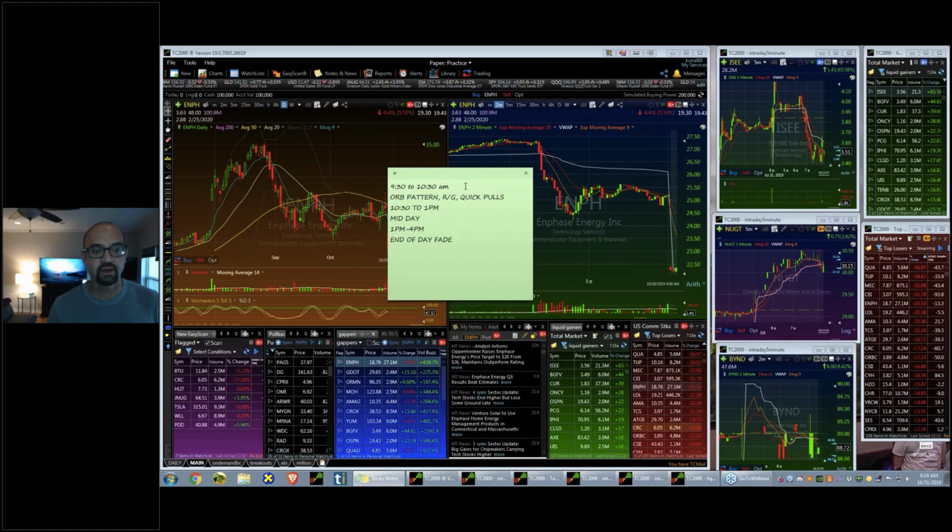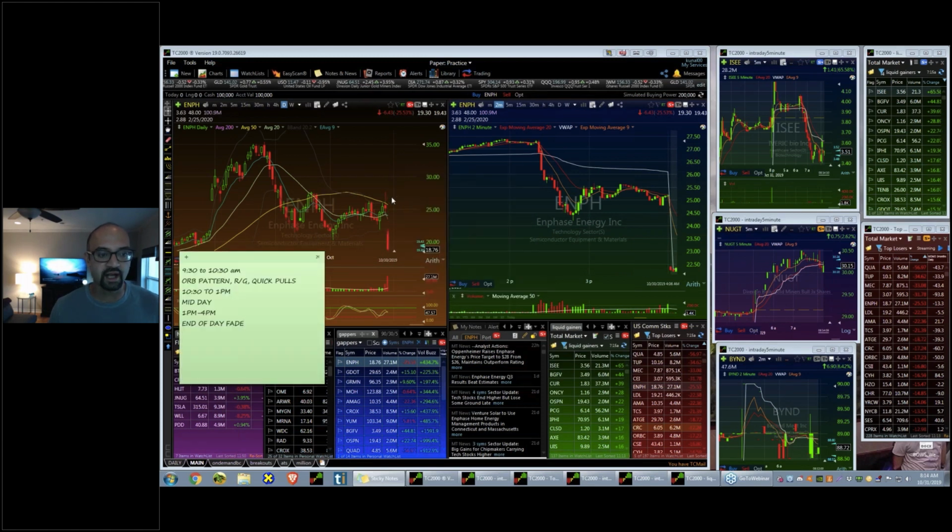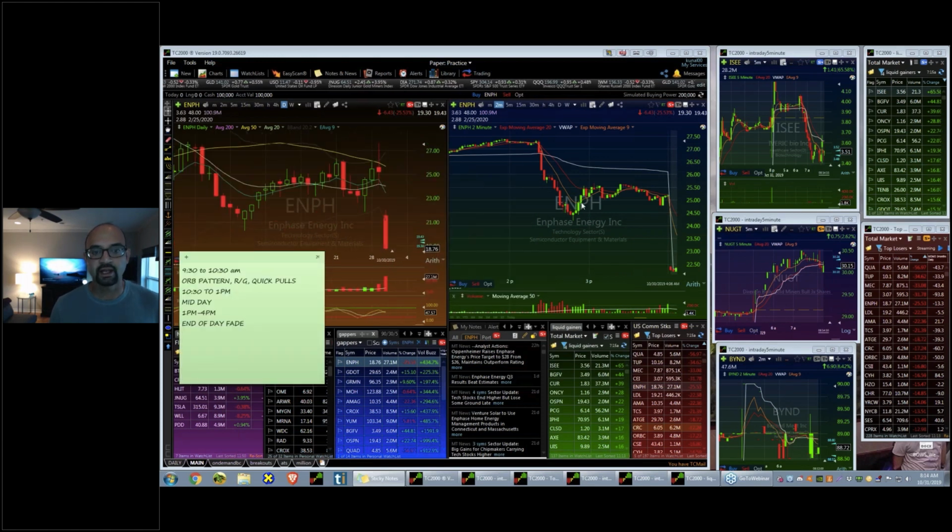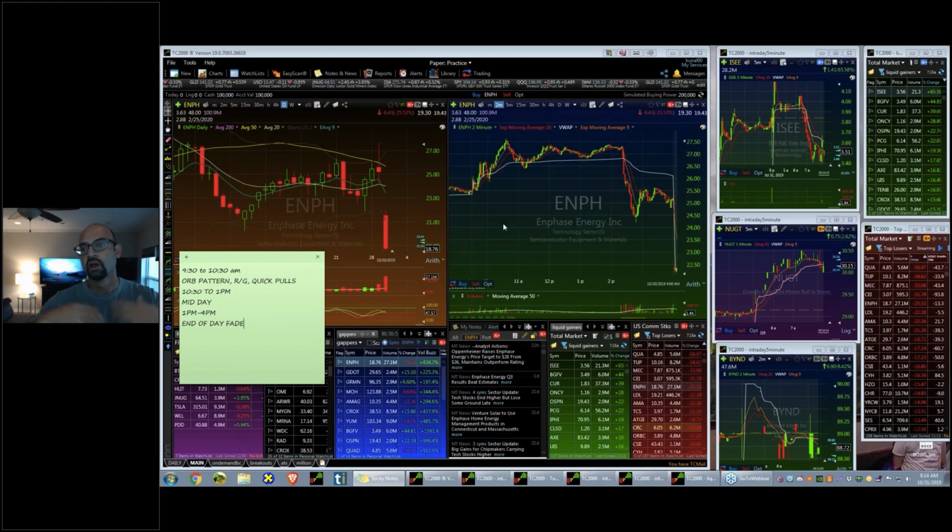An end of day fade is usually when a stock gets hit by news at the end of day, oftentimes in anticipation of earnings or something like that. You can see this ENPH had a really nice run in the morning, up 2 solid points, and then it sat around all day. The reason it sat around all day could have been multifold. One of the reasons was that earnings were the next day.